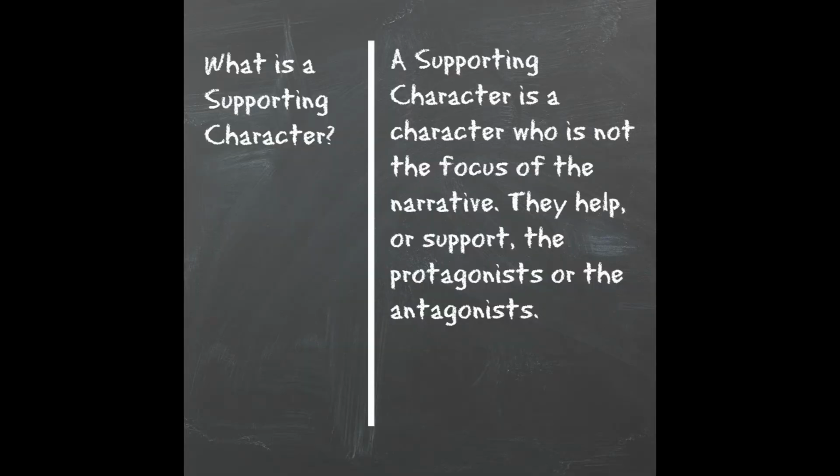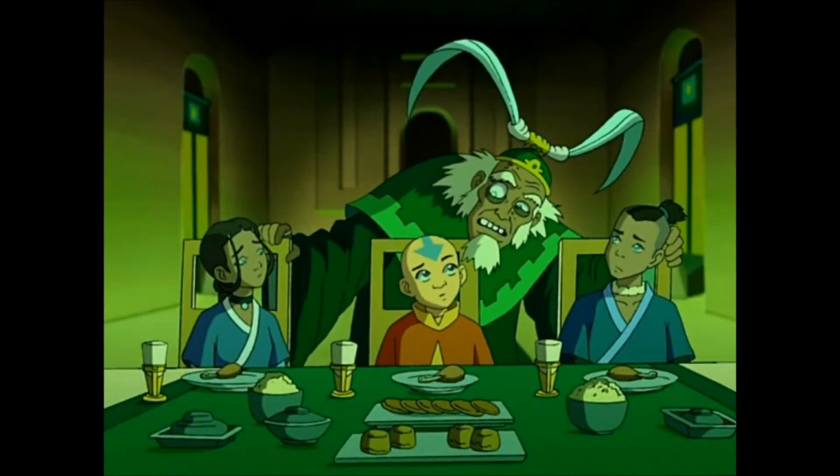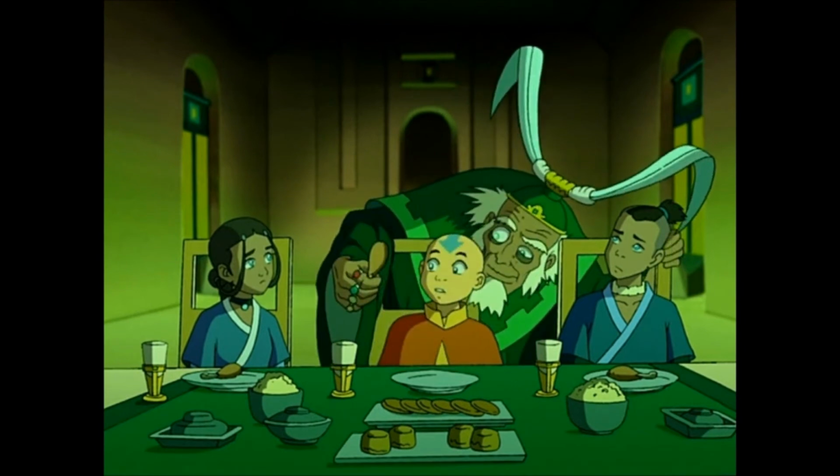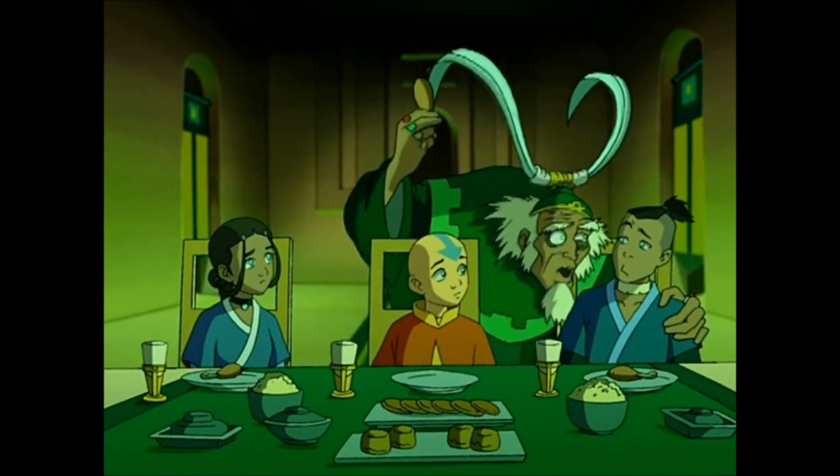If a character is neither a protagonist nor an antagonist, they are a supporting character. A supporting character is different from a protagonist or an antagonist because the story is not about them, but they still serve an important role. King Bumi represents a supporting character. He is a strong ally for Aang, and is heroic like Aang, but the story is not about King Bumi, and he only appears in the story to help or hinder the main characters.